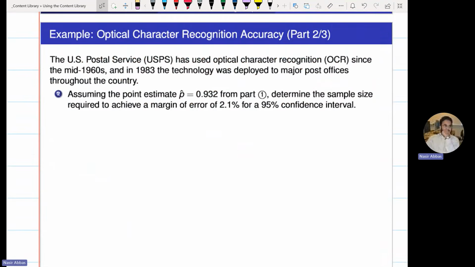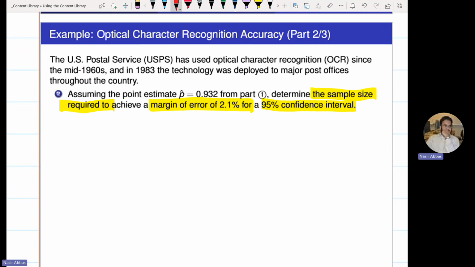Last question. What does it say? Assuming that the point estimate P equals 0.932 from part 1, determine the sample size required. What is required? N is required. To achieve what? Margin of error is given to be what? 0.021. And the confidence level is what?